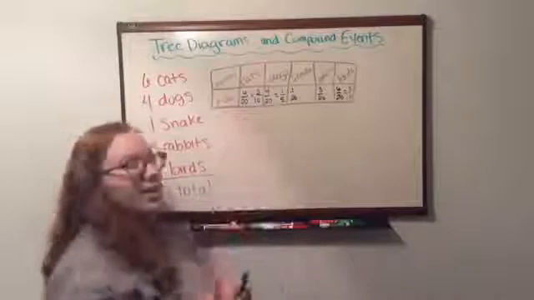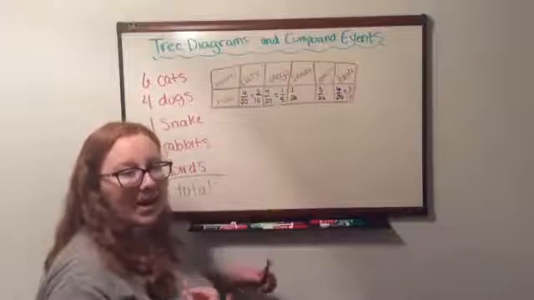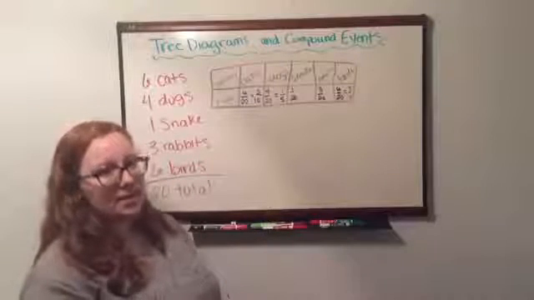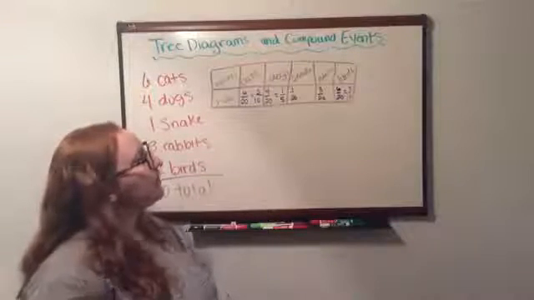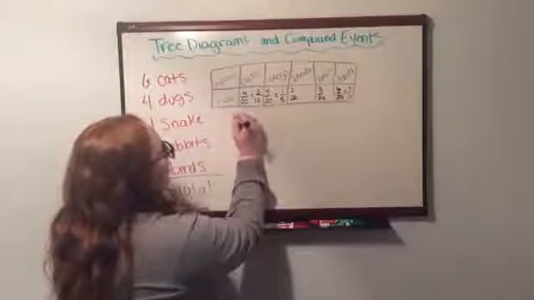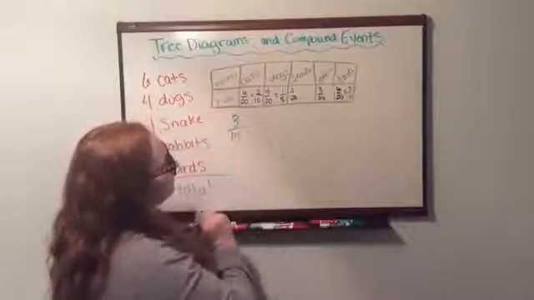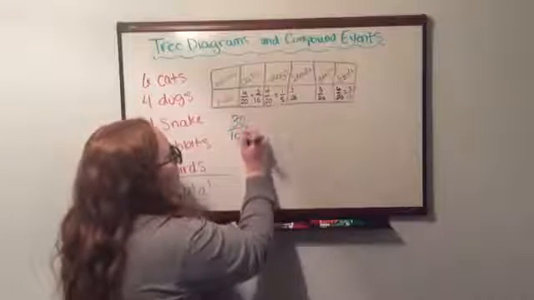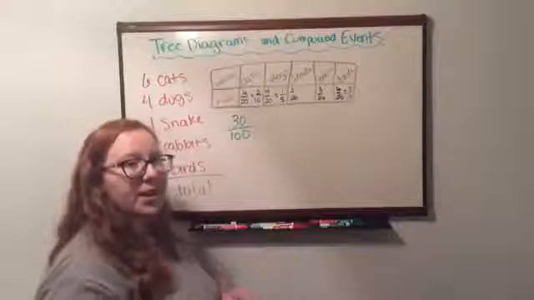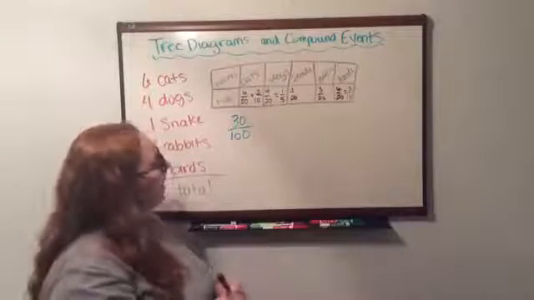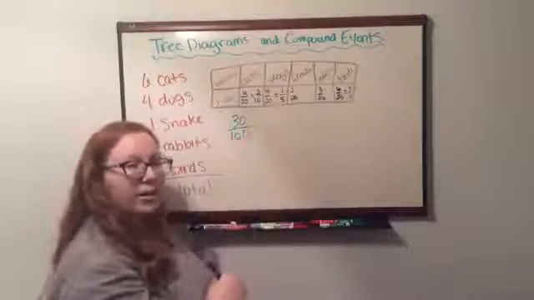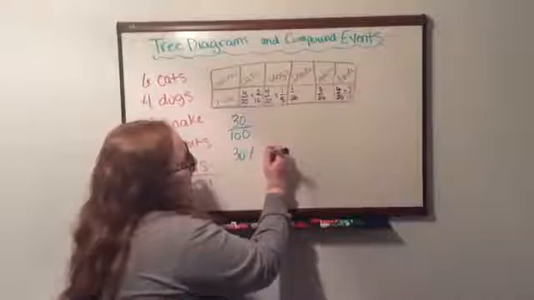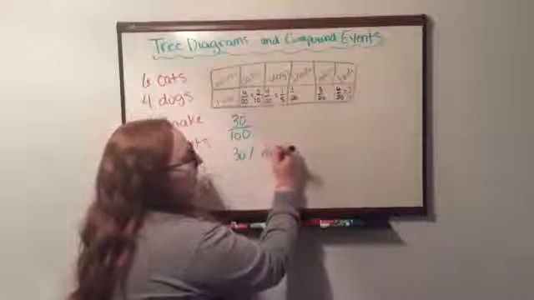So we have a 3 in 10 chance to get a cat. Well, what is 3 out of 10 when you make it into a percent? We can add a 0 to the end of each of those and make it a 30 out of 100, because a percent is out of 100. And now we have 30 out of 100. That is a 30% chance of the next person getting a cat.